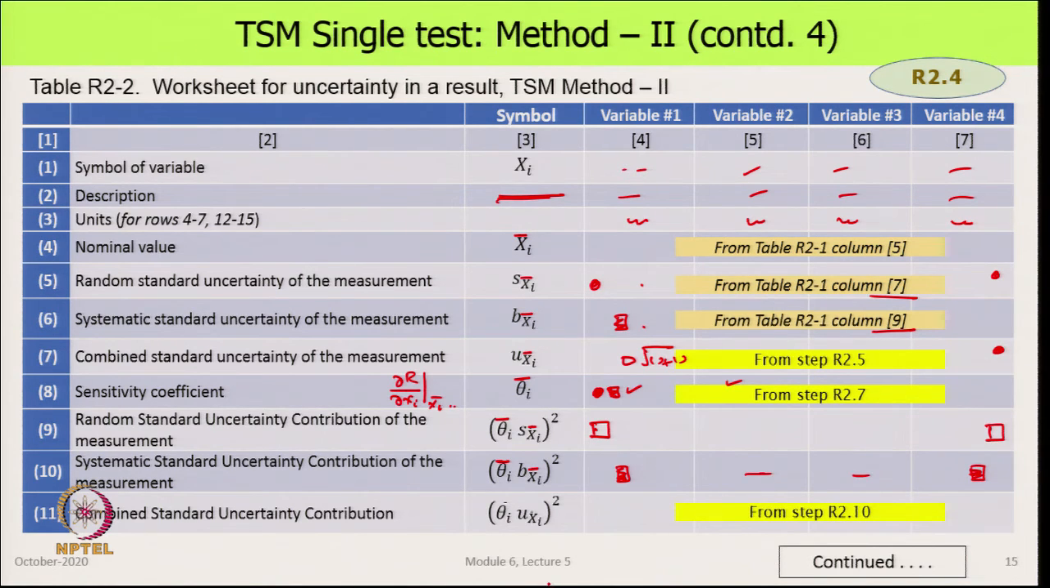And then we compute the combined standard uncertainty contribution from each measurement of the measurement. And here what we do is we multiply u_xi bar, which we had here, we multiply it by this, square it, and we get this. Similarly, for this one, and for this one.